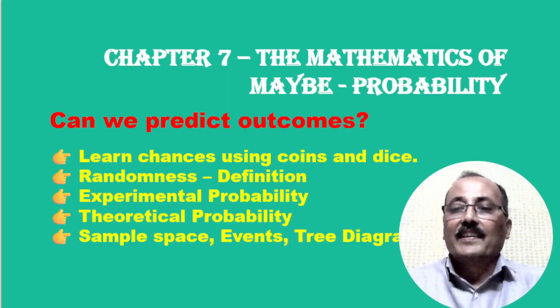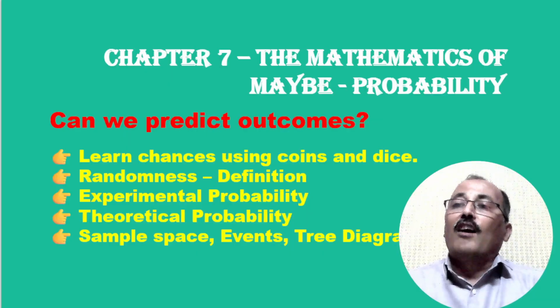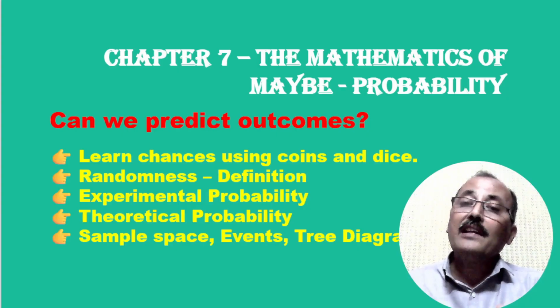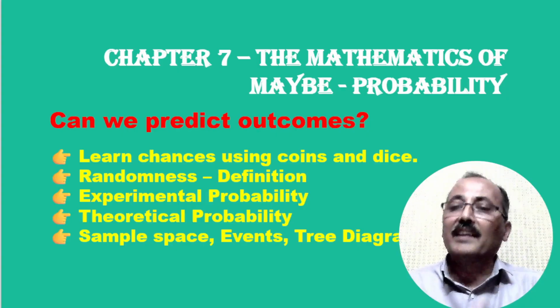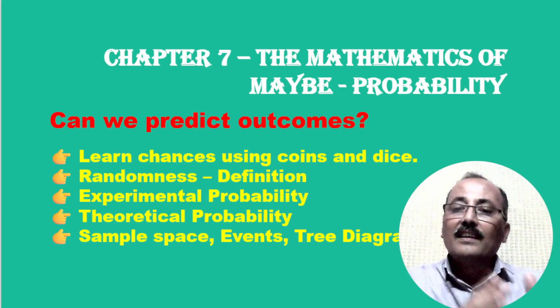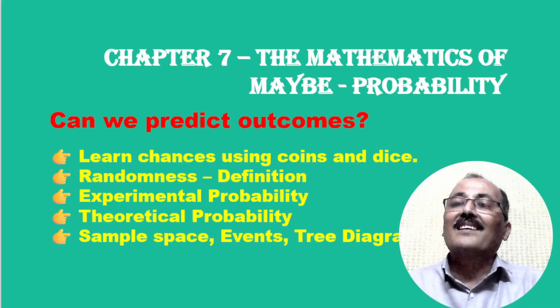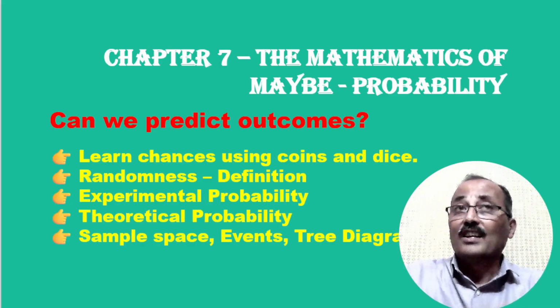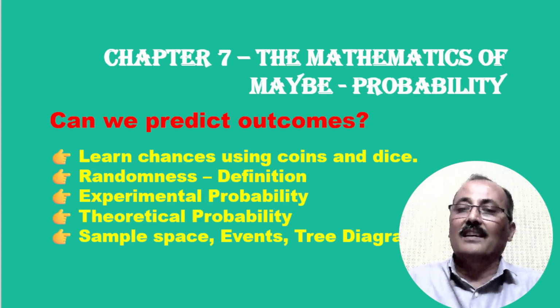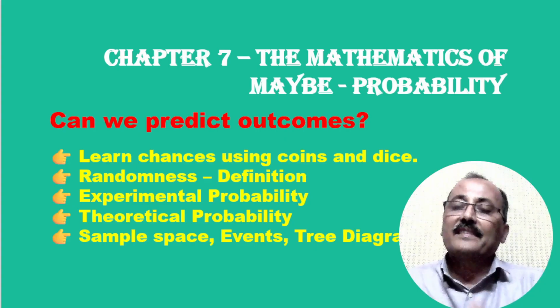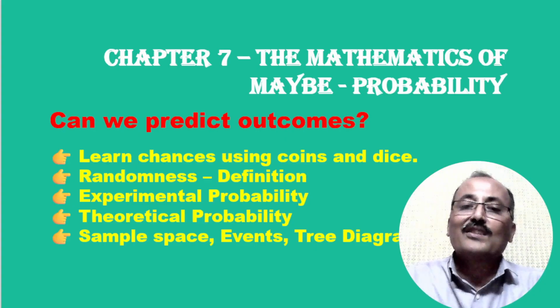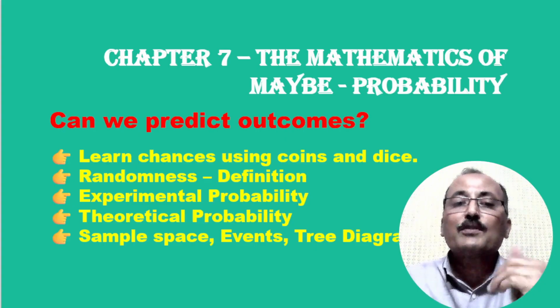Now chapter 7, the mathematics of maybe. What is it? Maybe? Yes, it may be, it may not be. That is nothing but probability. Learn chances using coins and dice. Throw the coin: yes, you may, you may not. That's all. Dice: yes or no, or 1, 2, 3, 4, 5, 6. What you are going to get, all those things you are going to see using probability.